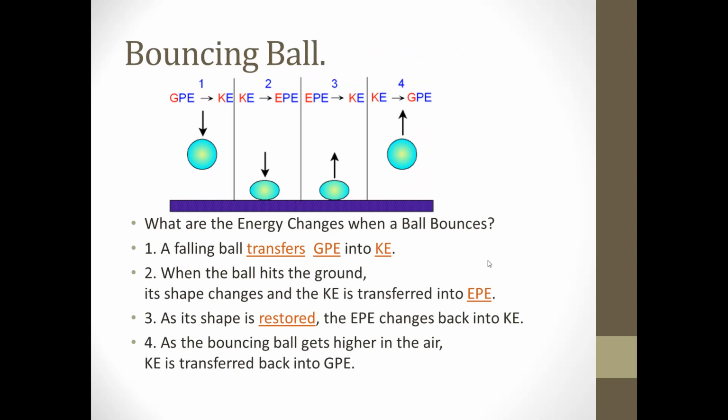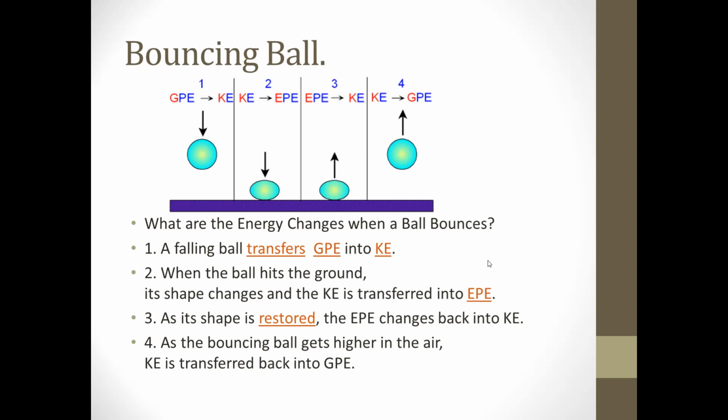Okay, so let's study the steps of the bouncing ball. So, what are the energy changes when a ball bounces? First of all, if I want to throw a ball, what are the energy changes when a ball bounces? First of all, a ball falling transfers the gravitational potential energy into kinetic energy. And we discussed before that if I release a ball from a height, the gravitational potential energy starts to convert into kinetic energy.